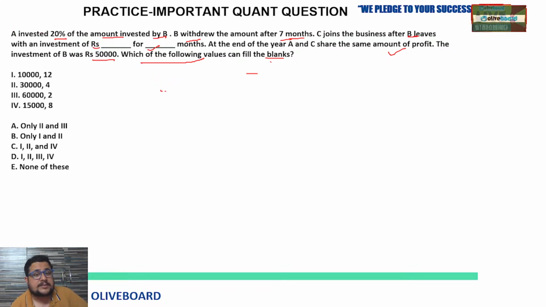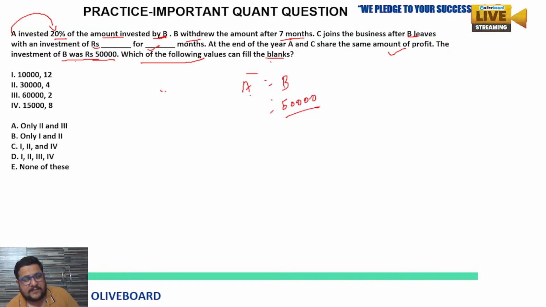A invested 20% of the amount invested by B. So here, if you look at the last, already we have read the question. The investment of B is given, that is 50,000, and investment of A is what? 20% of this 50,000, the amount invested by B. B's investment you already know, that is 50,000. So A's investment is going to be 20% of that. So 10% of 50,000 is 5,000. Then 20%, 5,000 multiplied by 2 means 20,000.